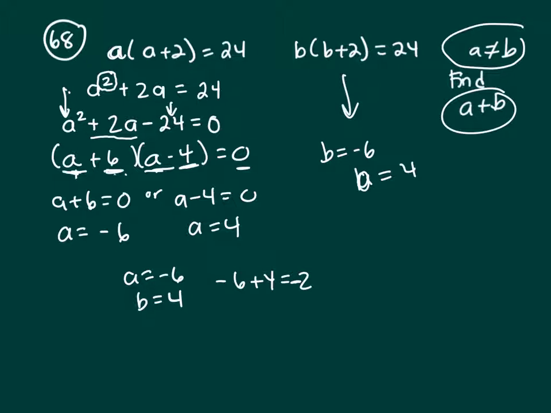So the answer is B. And you know, I said A is negative 6, we could have let A be 4 and B be negative 6. So then you've got 4 plus a negative 6. You still get negative 2 no matter what. So the answer is B.